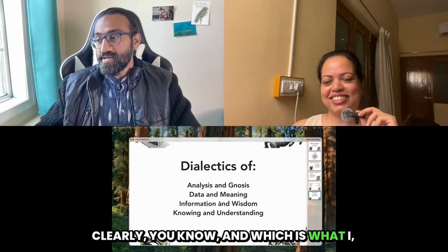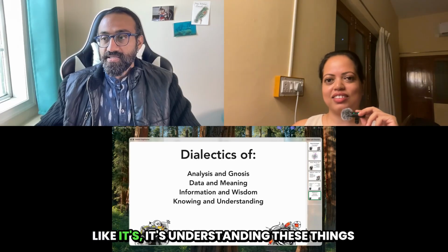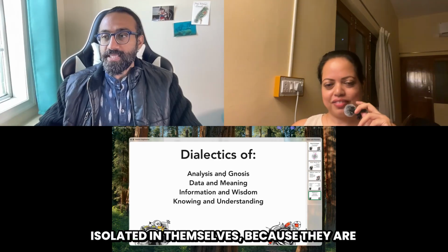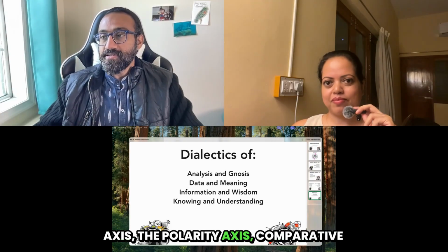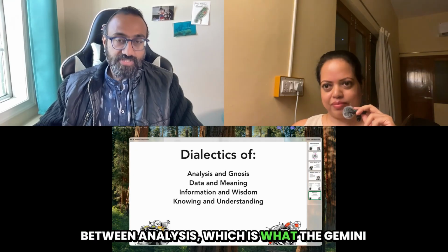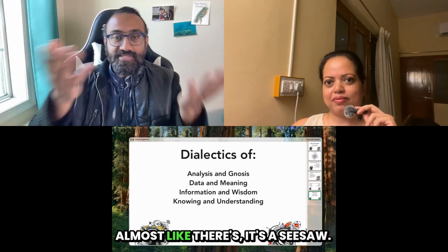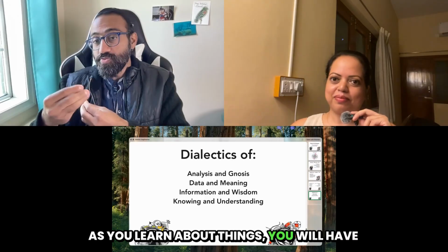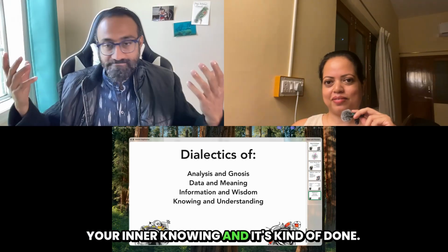Clearly, and likewise, the same vibe with me, because it just kind of makes sense, right? It's understanding these things in relation to each other, rather than isolated in themselves, because everything is related, ultimately. And the polarity axis, comparative analysis, between analysis, which is what the Gemini archetype embodies, and gnosis, just knowing. It's almost like a seesaw. It's always this interplay between these two things. One is going to lead to the other. As you learn about things, you will have more inner knowing. But if you overdo it, then you shut down your inner knowing, and it's kind of done.